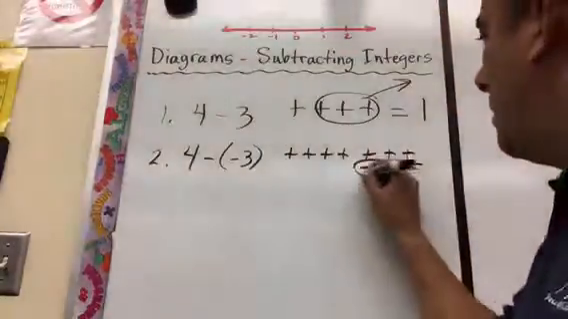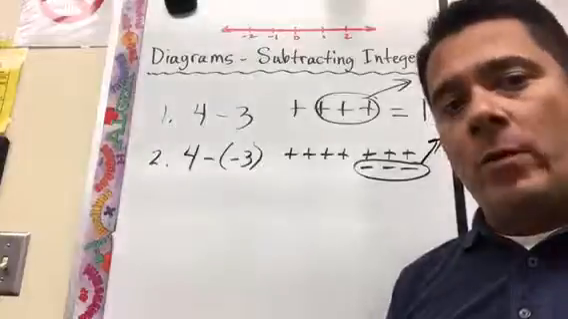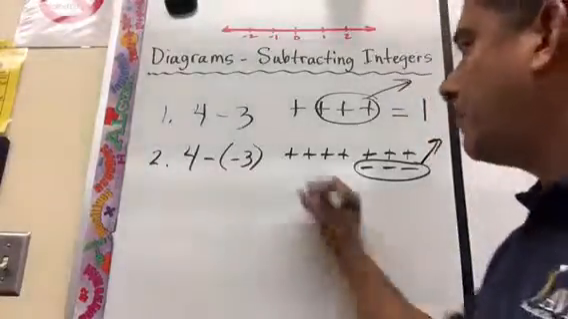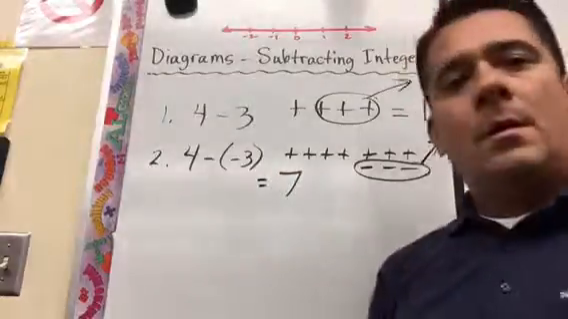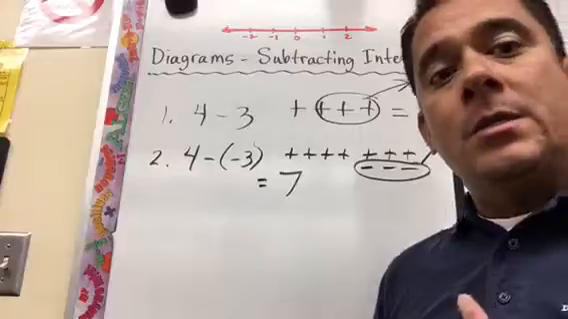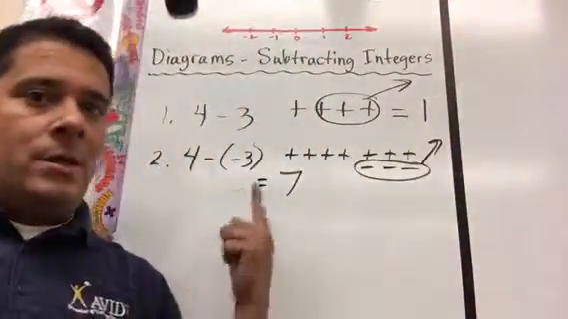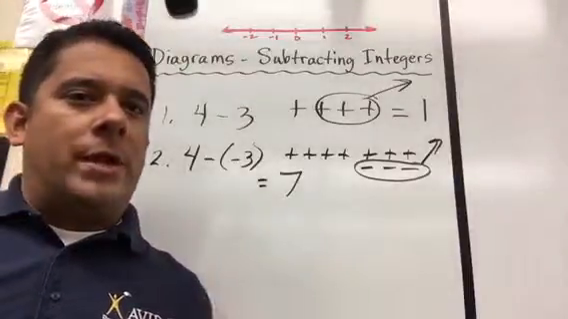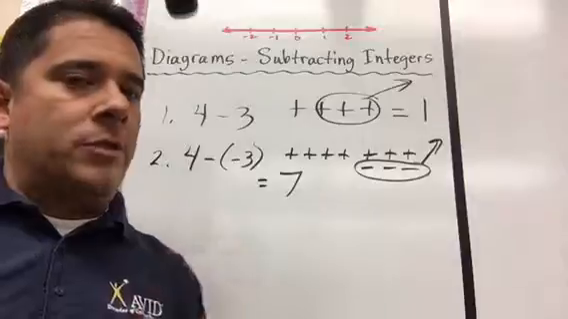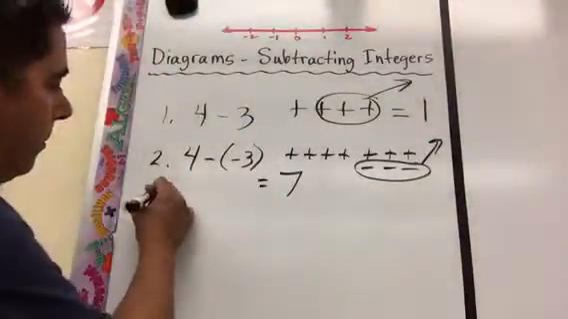So I'm taking those 3 negatives away from 4, which leaves me with 7 positives. And this would be an explanation as to why 4 minus negative 3 is 7. Now, some people might realize that 4 minus negative 3 is the same result as 4 plus 3. That's correct. It is the same. So I'll address that at the end of this video. All right, so we'll look at a third one.